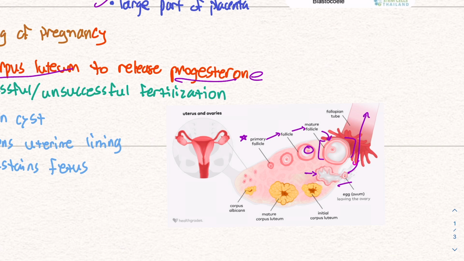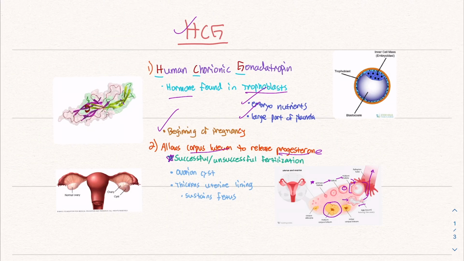Once this structure degrades, it becomes the corpus luteum. It's essentially a natural cyst that forms on the ovaries. And this releases what's called progesterone. Now, I just mentioned that it is an ovarian cyst. Progesterone will then thicken the lining of the uterus, because once a fertilized egg implants, this thickened lining, along with a bunch of other things, will help sustain the fetus as it grows.